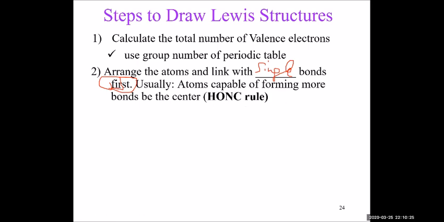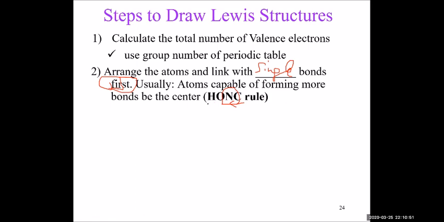The HONC rule says the atoms most likely to be the center are those more to the right. Carbon is most likely. Next one, nitrogen. Hydrogen is never the center. So when you lay out atoms, make sure you use the HONC rule as a guide. Carbon is most likely to be the center, and then nitrogen, and then oxygen.